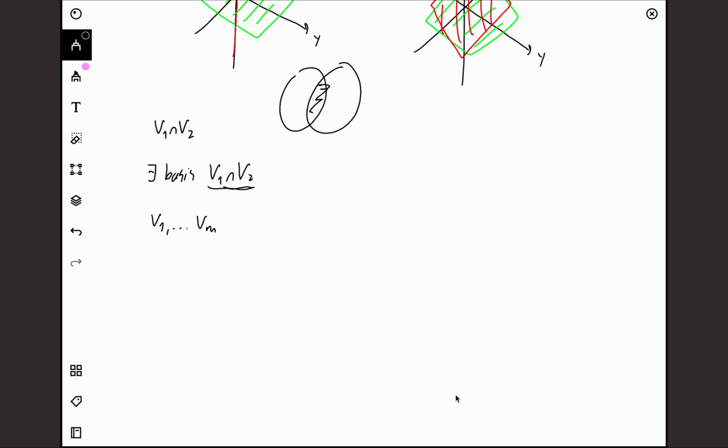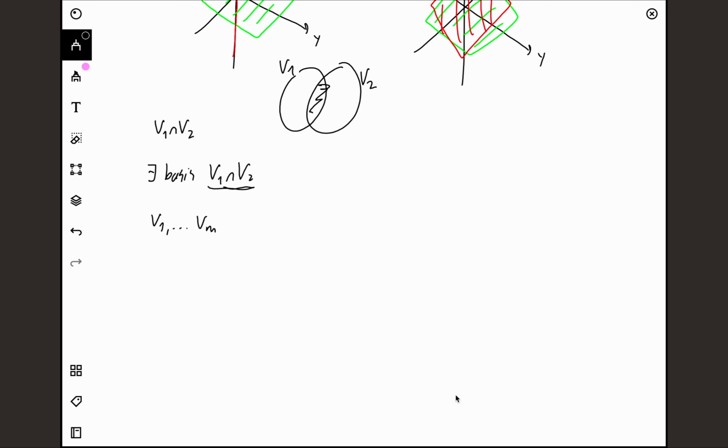And now we have another theorem. We know that V1 and V2 is a subspace of a bigger space. For example, this is V1, this is V2. So V1 and V2 is a subspace of V1, and it's a subspace of V2. And we know that if we have a basis for a subspace, we can extend that basis. So we can add vectors to that basis to give us the basis of the whole vector space. There's a theorem saying that.